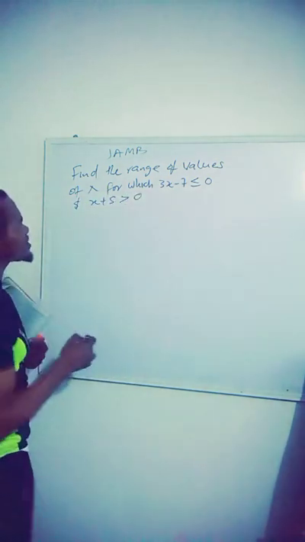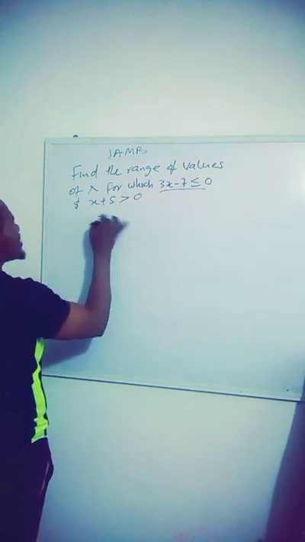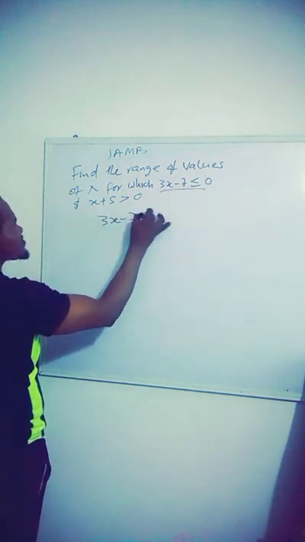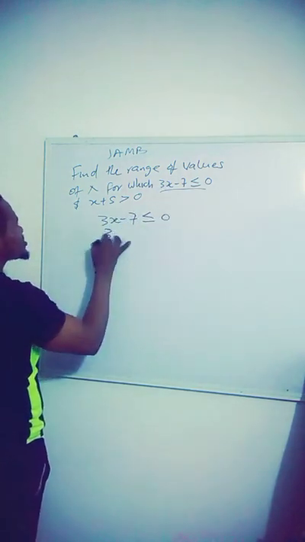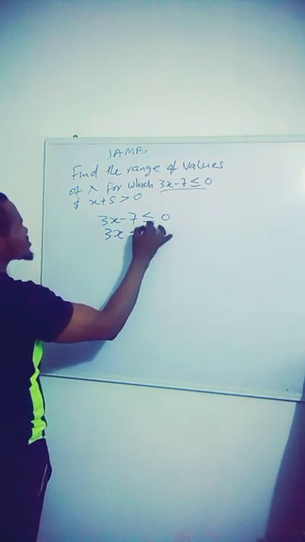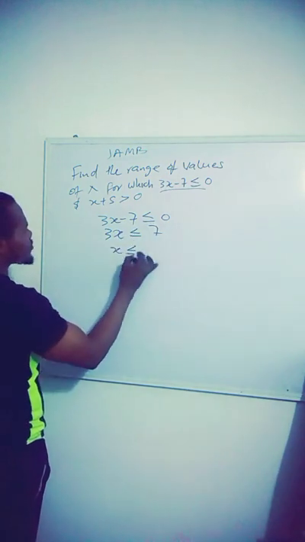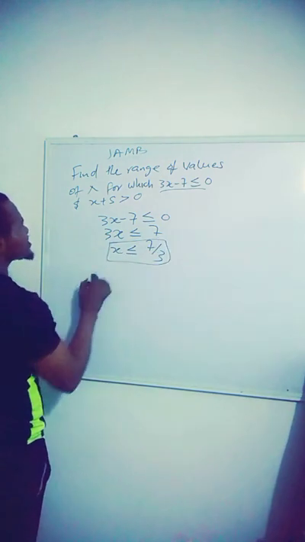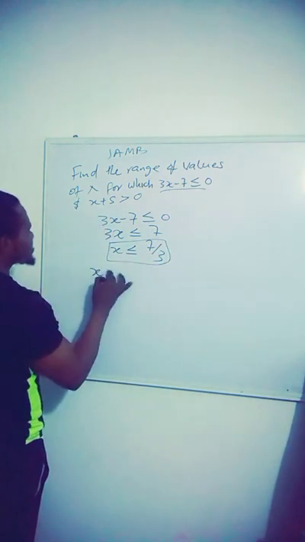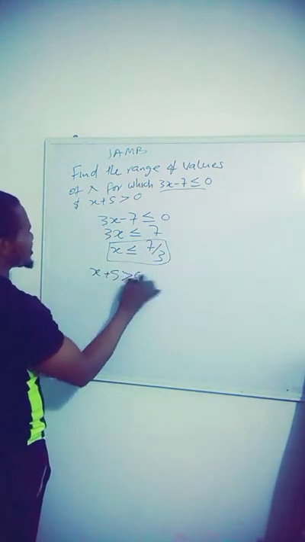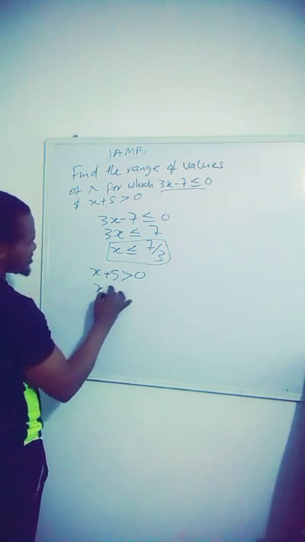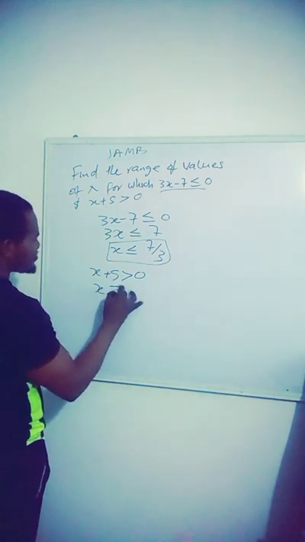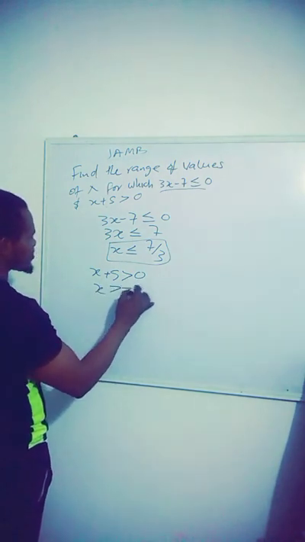So how do you solve this? Let's solve this first. You have 3x minus 7 less than or equal to 0. 3x less than or equal to 7. So x less than or equal to 7/3. So this is the first statement. Second statement, x plus 5 greater than 0. Then x greater than minus 5.